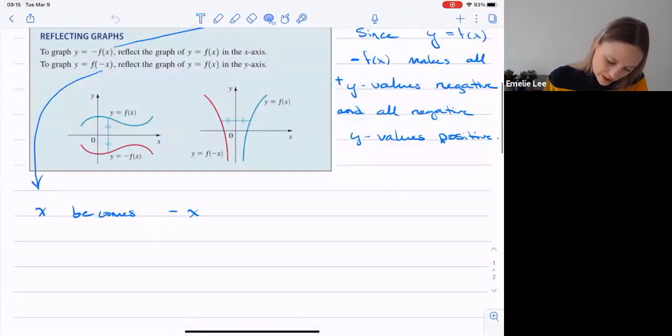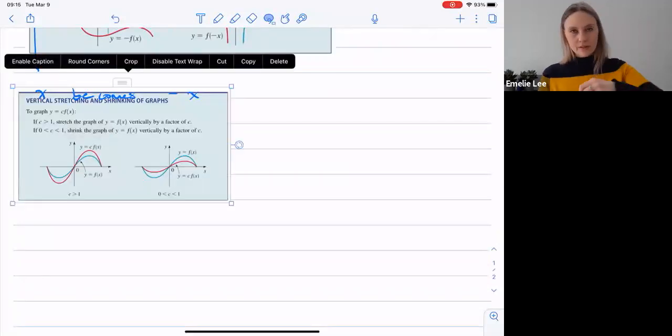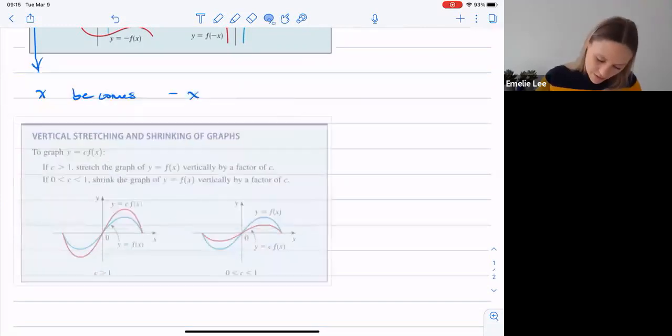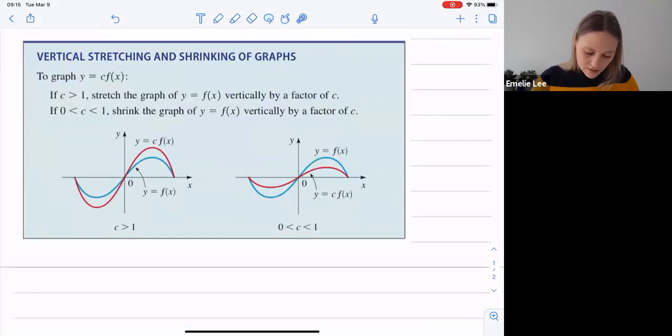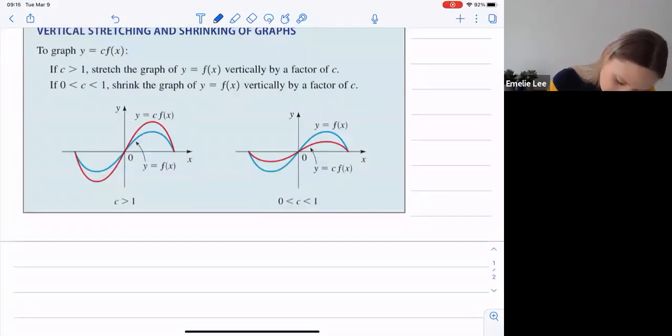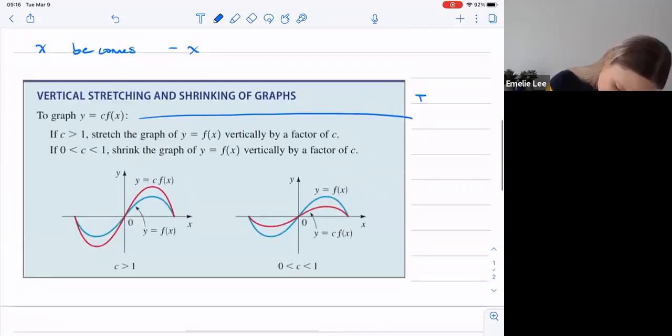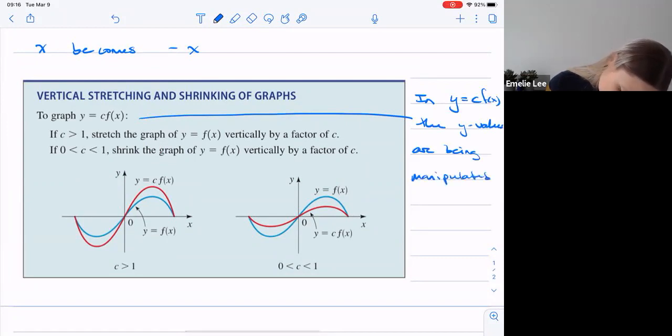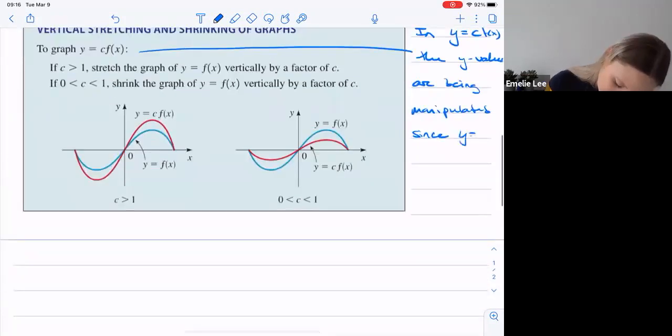Okay, so vertical stretching and shrinking. Remember the vertical is up and down. Here, notice that I have a c multiplying f of x. So this c is multiplying y. So my y values are being manipulated, my x values are staying the same. So here I'll say in y equals c f of x, the y values are being manipulated since y equals f of x.